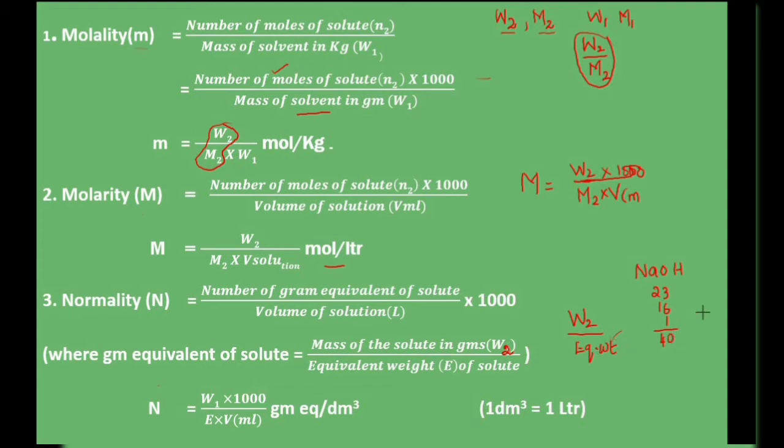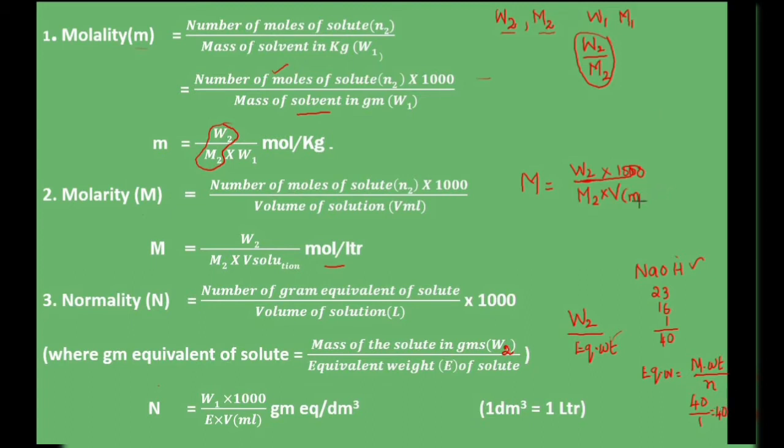How to calculate equivalent weight? Equivalent weight is calculated from molecular weight divided by, since sodium hydroxide is a base, acidity, that is n. What is the acidity of sodium hydroxide? It has 1 hydrogen atom, so it can afford 1 hydrogen atom. So acidity of sodium hydroxide is 1. So n is equal to 1. So molecular mass, that is 40, divided by 1. So the equivalent weight and molecular mass will be the same. So 40. This is how you should calculate.